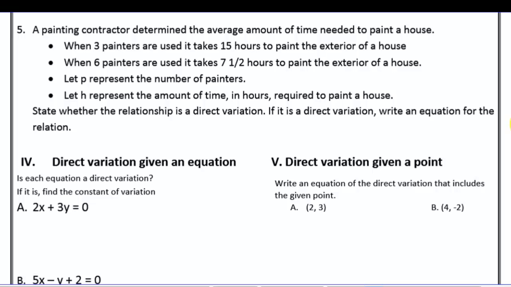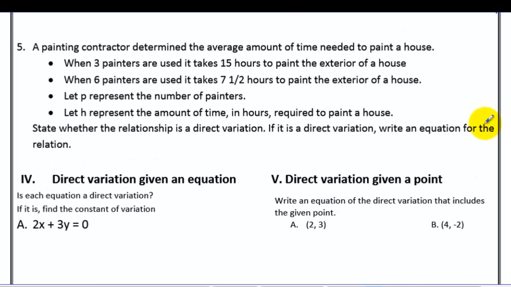Alright, go ahead, pause the video and solve for problems 2 and 4. Alright, next example. So we have here a painting contractor determining the average amount of time needed to paint a house. If we have 3 painters, it takes 15 hours to paint the exterior of a house. And if we have 6 painters, it takes 7.5 hours to paint the exterior of a house. Now let P represent the number of painters and H represent the amount of time in hours required to paint the house. So let's state whether this relationship is a direct variation. If it is a direct variation, let's write the equation for this relation.